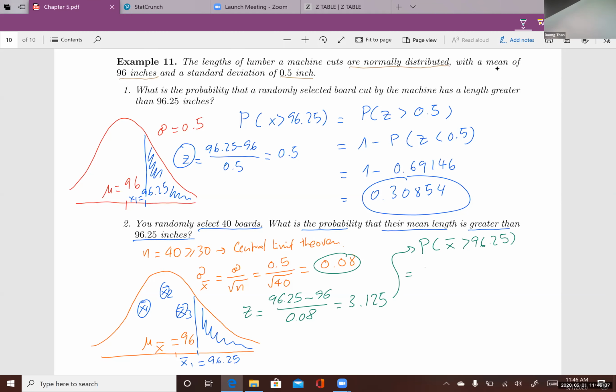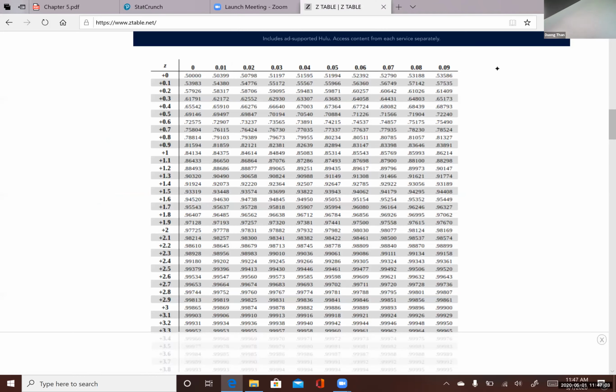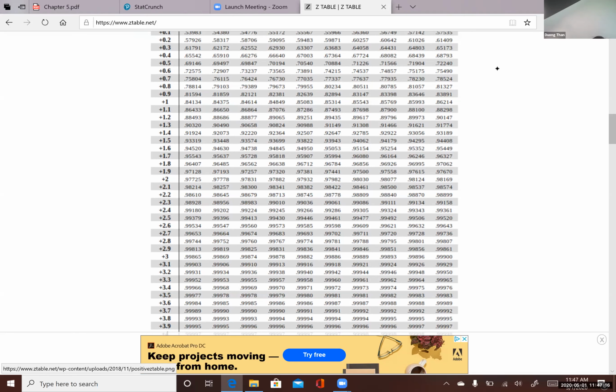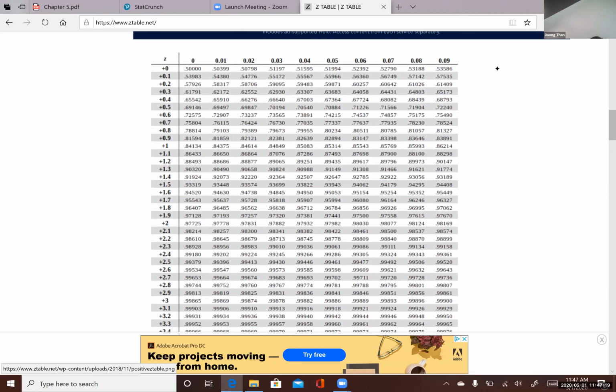That is the same as 1 minus the probability of x bar less than 96.25, which equals 1 minus the probability of the z value less than 3.125, and I just need to use a z-table to find that. 3.125, I rounded to 3.13. So 3.13 is here, 0.99913.